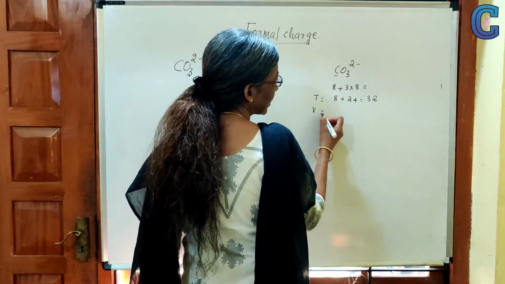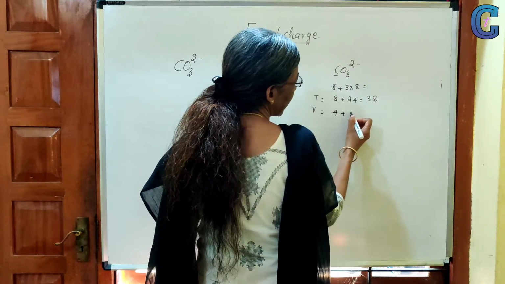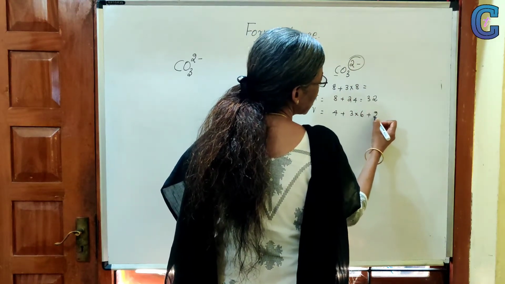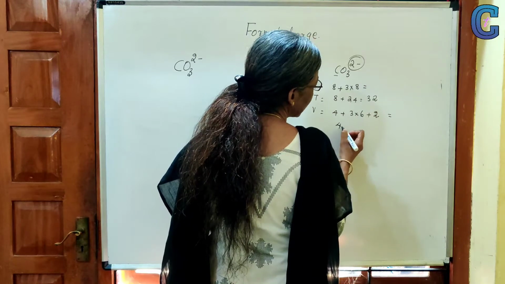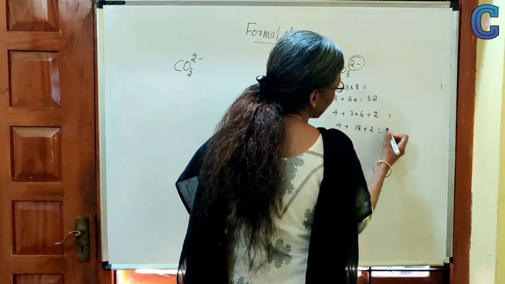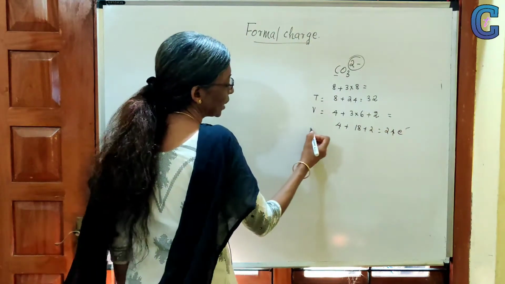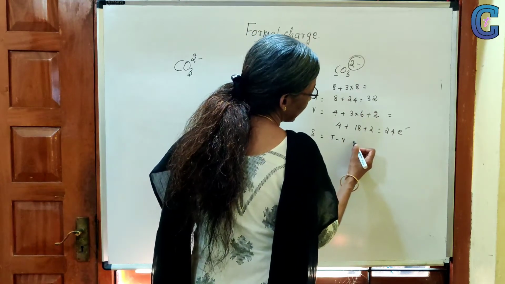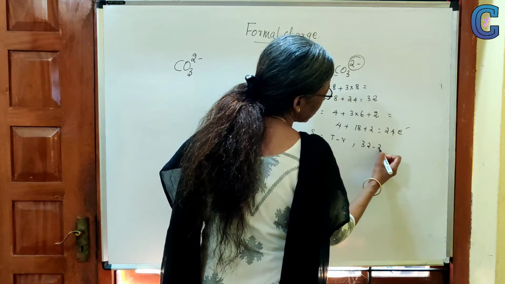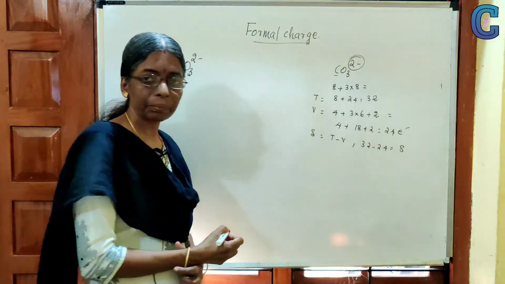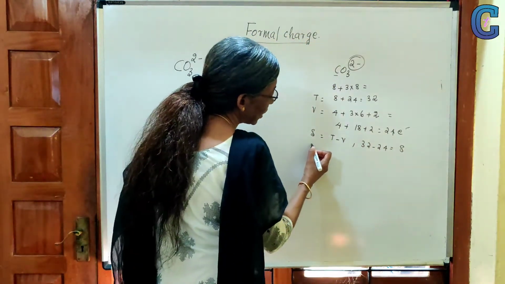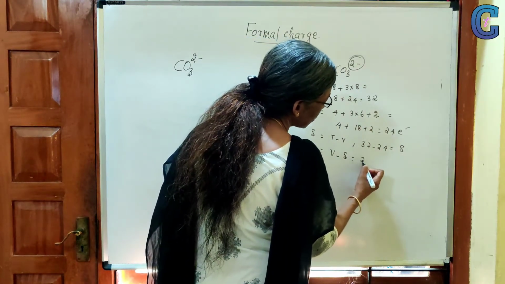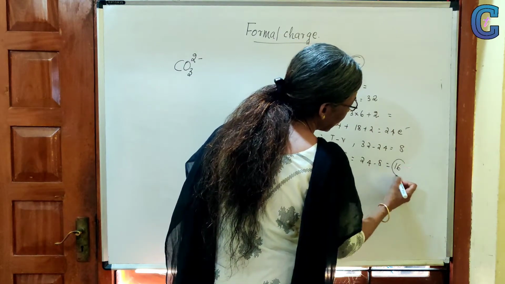Next one, V for valence electrons. Carbon valence electron is 4 plus oxygen 3 into 6. Then 2 minus is there, so you add here 2. So this is 4 plus 18 plus 2 is equal to 24 electrons. Next one, shared electron. Total minus V, that is 32 minus 24 is equal to 8. So clear? The next one, what is unshared electron? Valence electron minus shared electron. So 24 minus 8 is equal to 16 electrons.